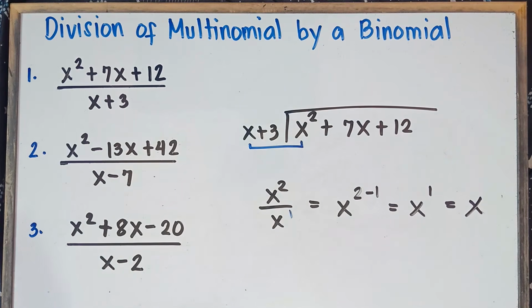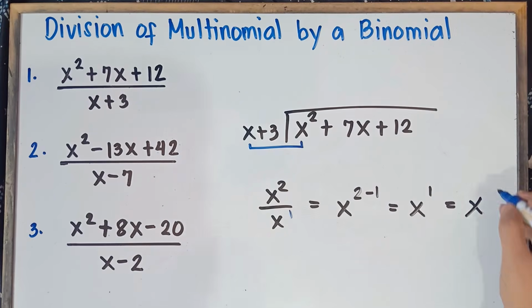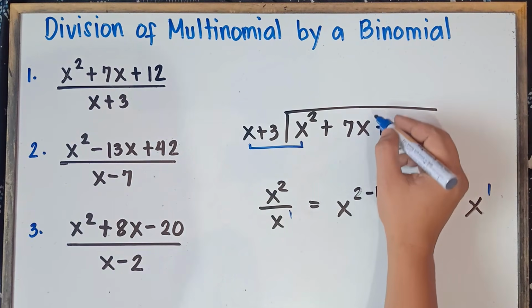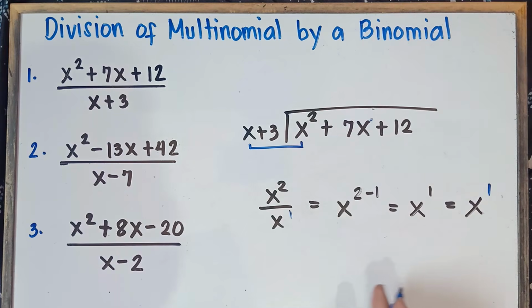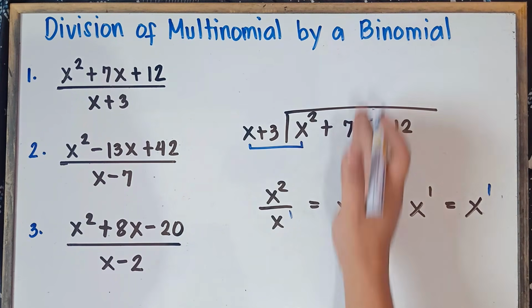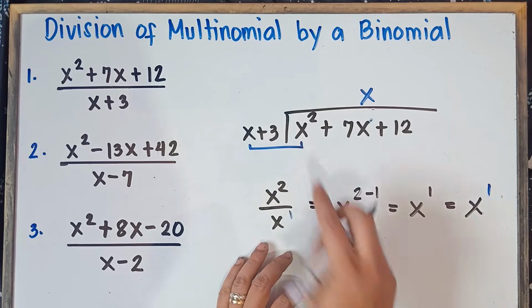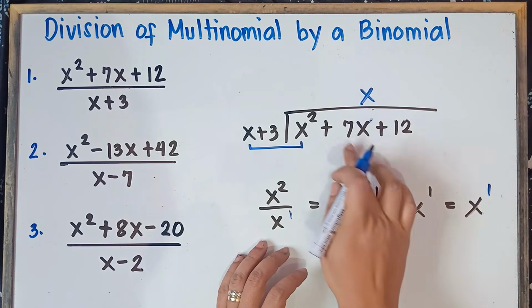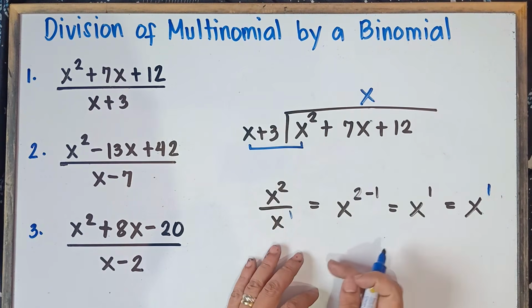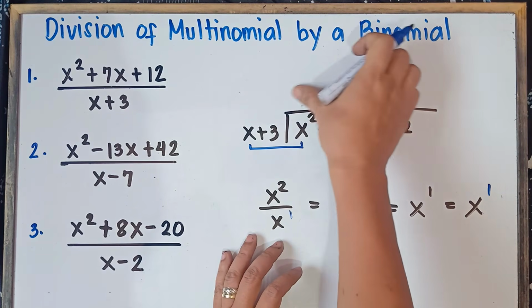Now question, where will you align your answer? You will align your answer, class, with the given 7x, because they have the same exponent. This is x raised to the power of 1, same with 7x raised to the power of 1. So you will put your answer here, in line with the 7x. You will not put it here. It must be here, class, x. Once again, x squared divided by x, the answer is x, and you align it with the 7x because they have the same exponent.